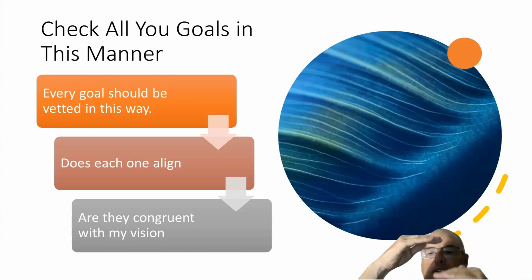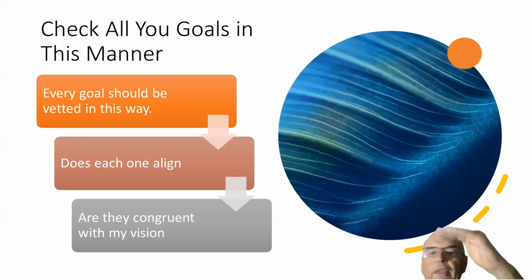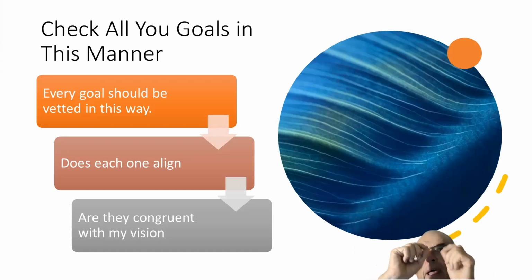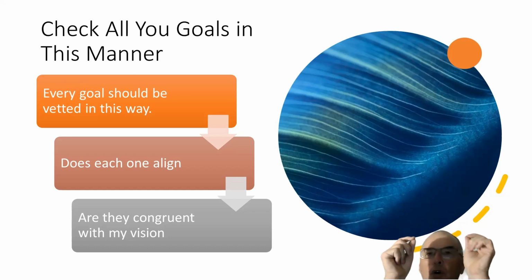And again, this is moving back and forth, tweaking and changing wording and so on until you feel it. You'll feel that purpose or that goal come into line. It'll suddenly click into place for you. And then that's when you know you're congruent with your vision. Okay?